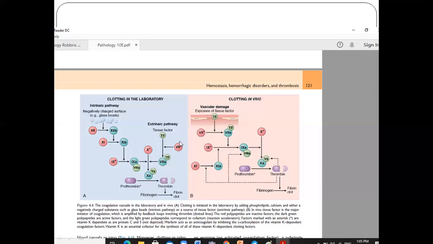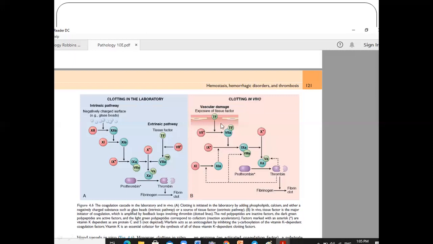In the extrinsic pathway, tissue factor will cause activation of factor 7 into factor 7A, and activated factor 7A will catalyze the conversion of 10 into activated 10A, which will again catalyze the formation of thrombin from prothrombin, and finally fibrinogen into fibrin clot. This was about clotting in the laboratory. These are discussed in detail in physiology.